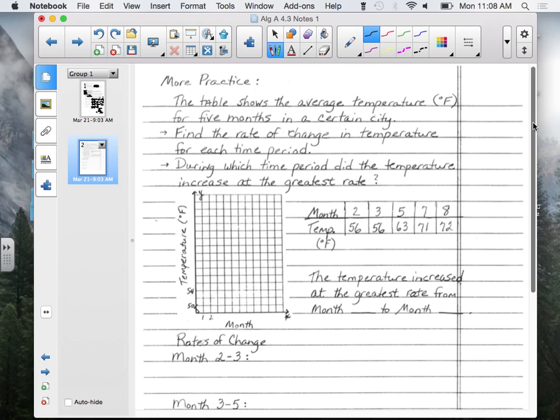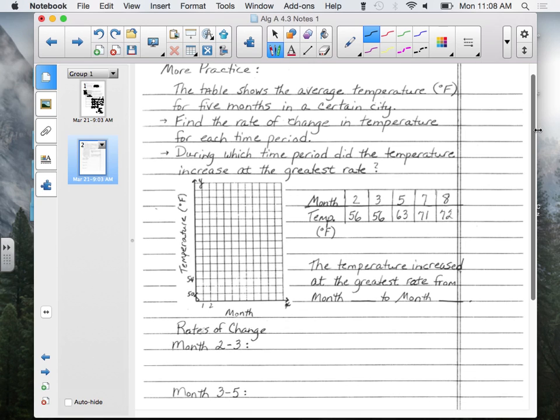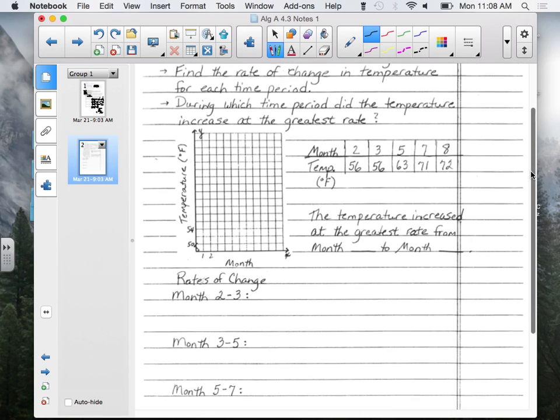So it says this table shows the average temperature in degrees Fahrenheit for 5 months in a certain city. Find the rate of change in temperature for each time period, which is kind of what we just did on the previous problem, except we were dealing with dollars, right? So during which time period did the temperature increase at the greatest rate?